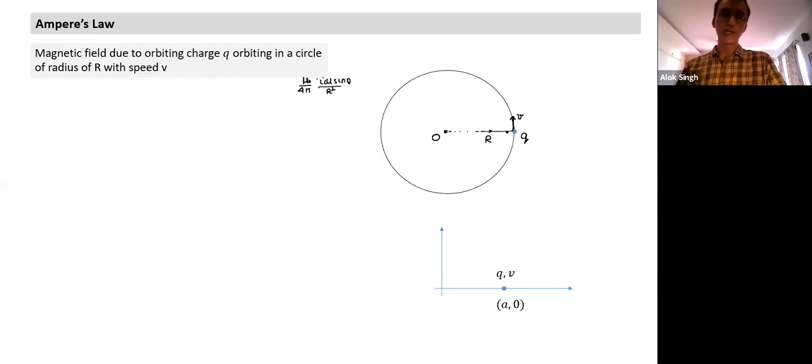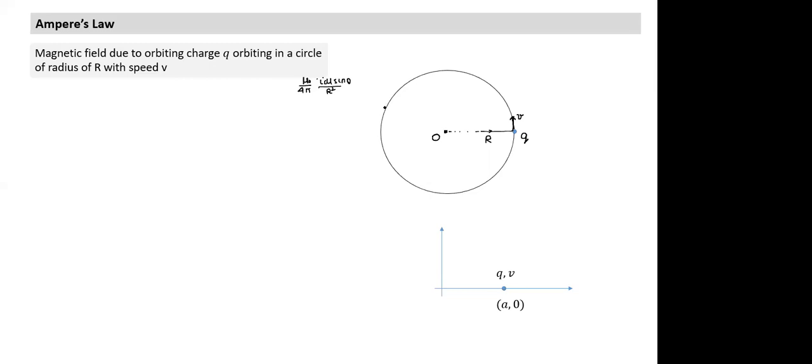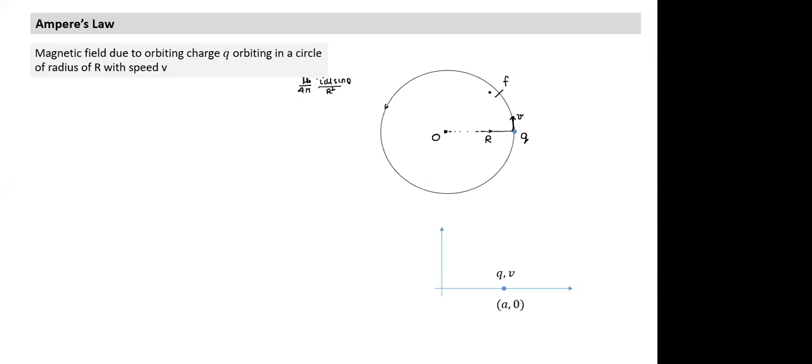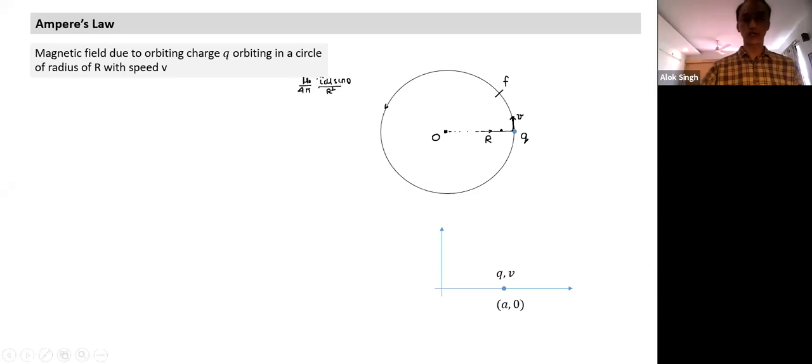A charge moving in a circular path is equivalent to a current loop. And what is the equivalent current? Because you see, if the frequency is f, this charge will cross this particular cross section f times. So the total charge crossing in unit time becomes qf. So an orbiting charge is equivalent to a current equal to q into f. So in place of I here, we can do that. So it becomes like a current loop.